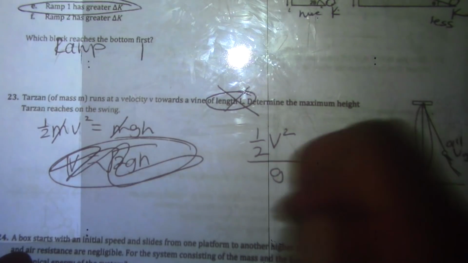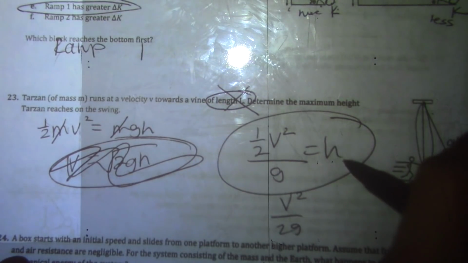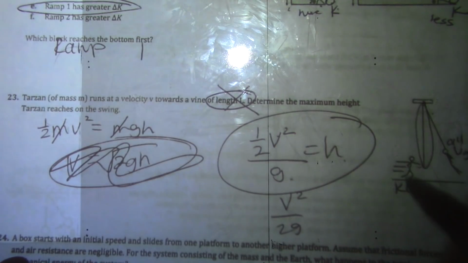Multiply by 2 and take the square root. So the only thing, oh wait, no, we're trying to get h, sorry. So this is 1/2 v squared divided by g is your height. Also v squared over 2g, it's the same thing. So the only thing that your maximum height depends on is the acceleration due to gravity and how fast you were at the bottom.